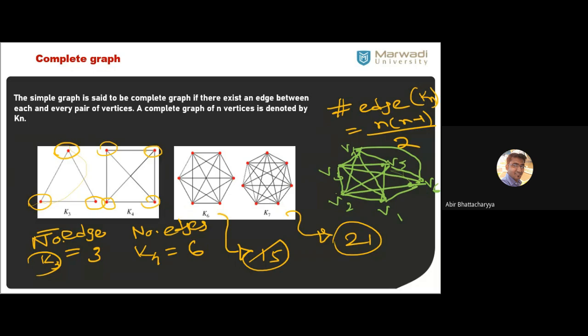Very good, Nakibullah. Could you please show your work? Turn on your camera. Show me what is K8. Let me check. Very good, Nakibullah. Thank you. Well done.